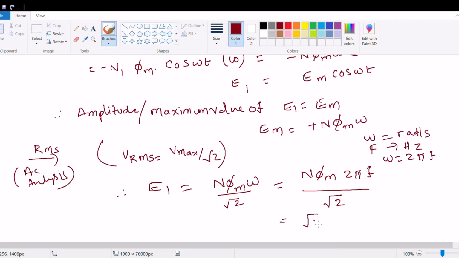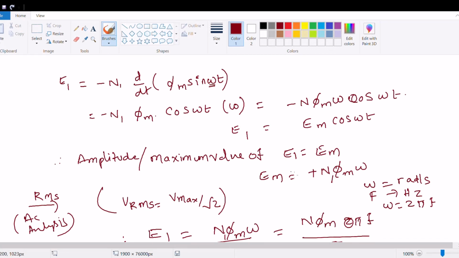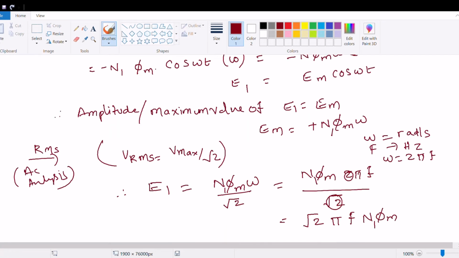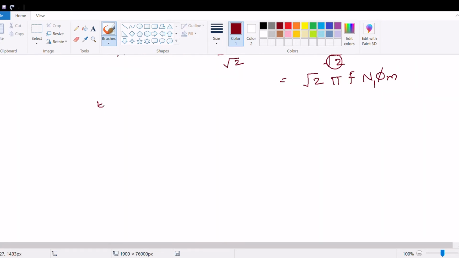So you can make it as root 2 because of these two, pi f N phi m. Here N is N1. It's not N, it's N1. This is the primary induced EMF. E1 is equal to root 2 pi f, where f is the supply input frequency, N1 is the number of turns, and phi m is the maximum flux.